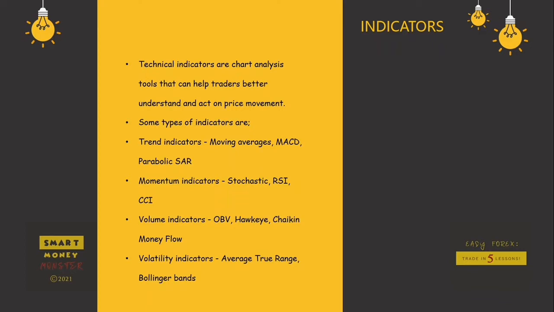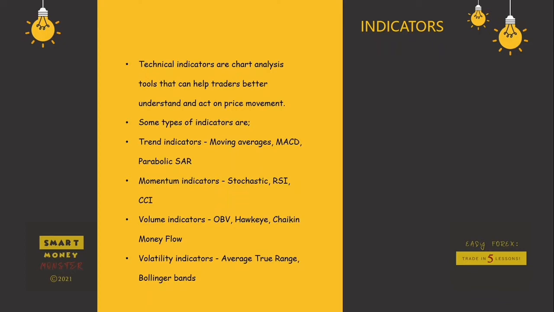Then volatility indicators. Volatility basically talks about the extent, how far price moves in a given period. So in forex, like we already know, we deal in pips. So volatility indicators will tell you by how many pips on the average price has moved in a given period.